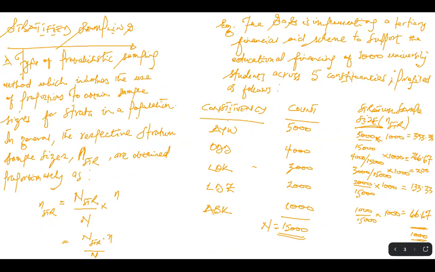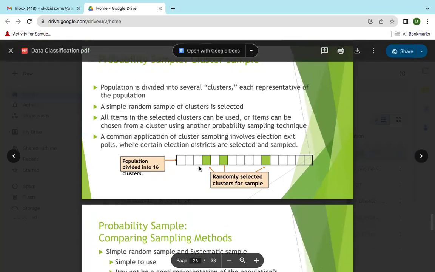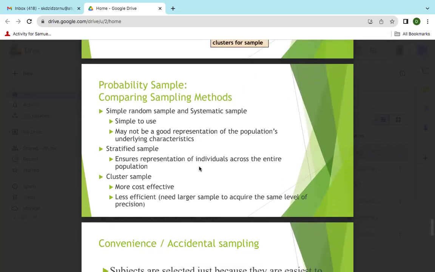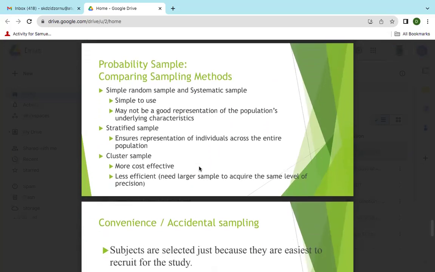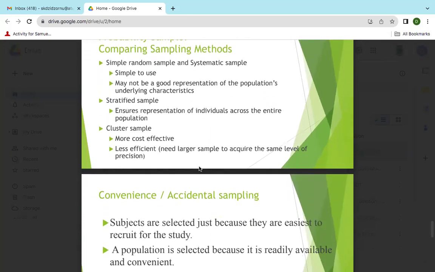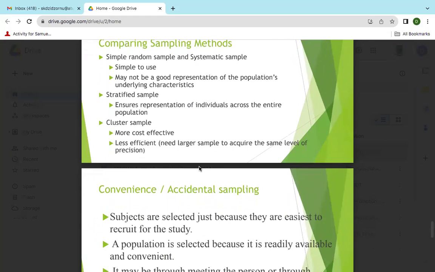Now let's move to non-probabilistic sampling. So this is just a quick comparison. Simple random sampling and systematic sampling, they're simple to use. They may not be a good representation for a population with underlying characteristics. Stratified sampling ensures representation of individuals across the entirety of the population, because we're making use of proportions. Cluster sampling is more cost effective, but it's less efficient. You need a larger sample to acquire the same level of precision.